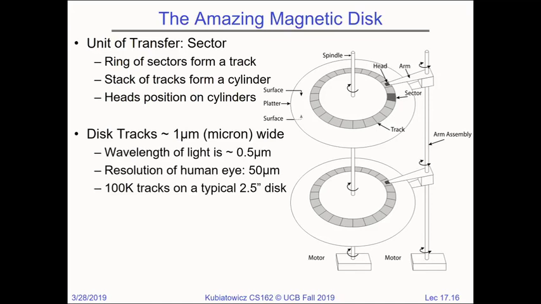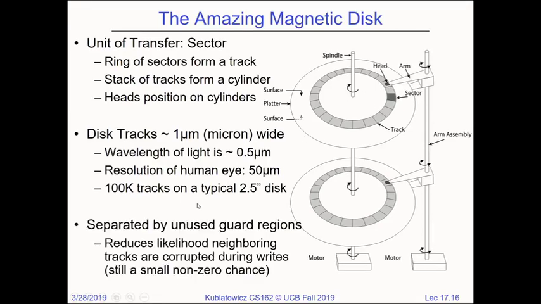Okay? The disk tracks can be microns wide, and the wavelength of light is very close. So you can imagine that the signals here are very hard to disambiguate well, and that's where the processing comes into play. And there are guard regions separating the tracks to make this work.